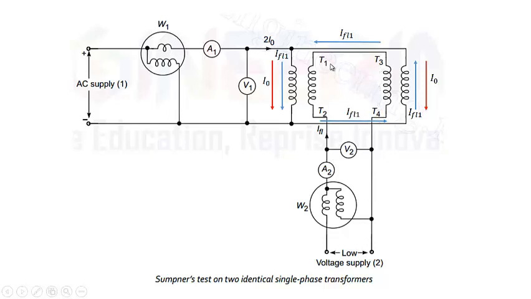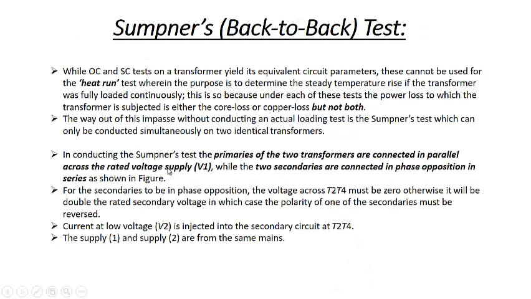That means we have to connect this T1 to T4 and this T2 to T3 in that case. So we'll assume here the polarities are the same and the connections that we have done are the proper connection. But in practice, we have to be very sure and we need to use this voltmeter for that surety. For the secondaries to be in phase opposition, the voltmeter reading must be 0. That is what I have just told you. Otherwise, it will be double the rated voltage, in which case the polarity of one of the secondaries must be reversed.